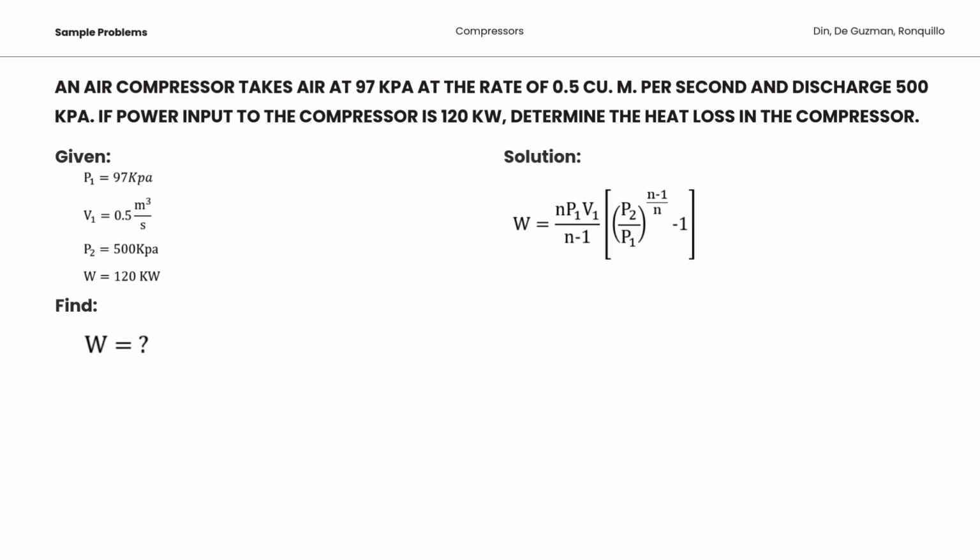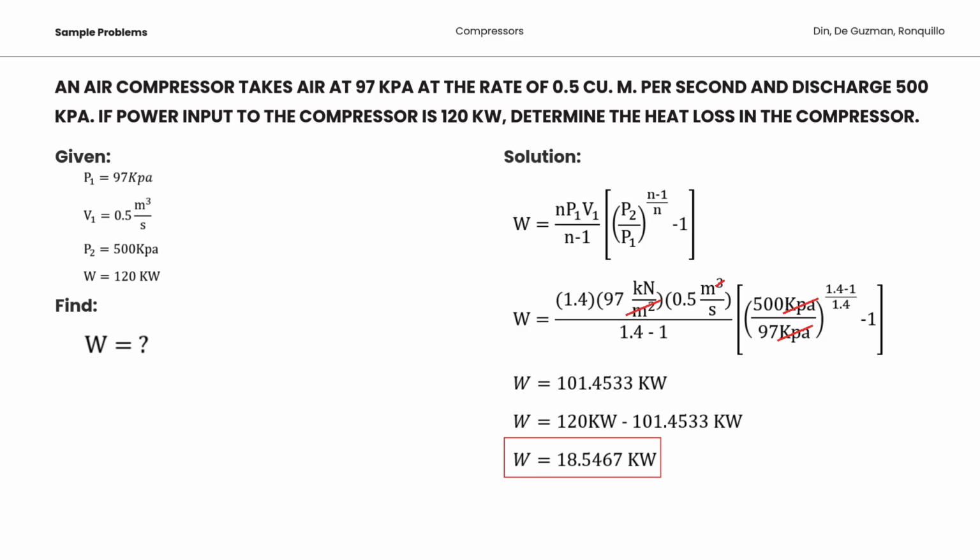For us to find the heat loss in the compressor, we have to use the formula for the work for polytropic compression, since this problem is a polytropic process. So for the formula, work is equal to n P1 V1 over n minus 1 times (P2 over P1) raised to (n minus 1 over n), minus 1.